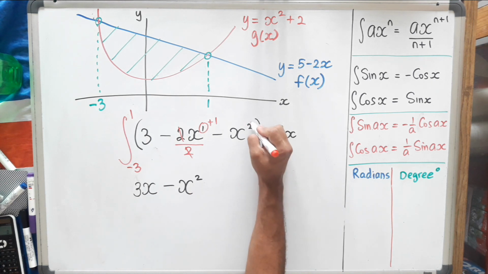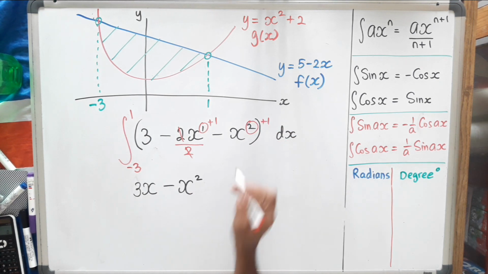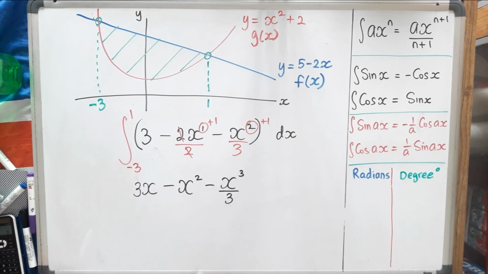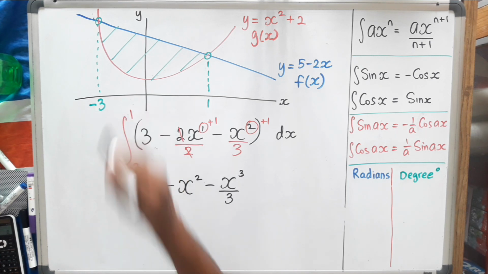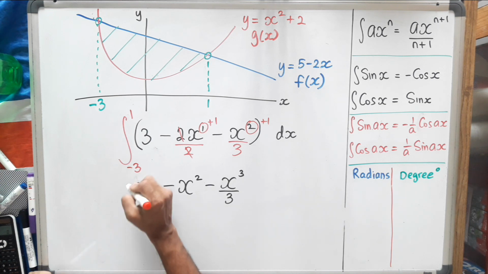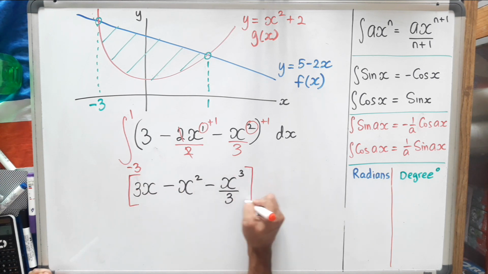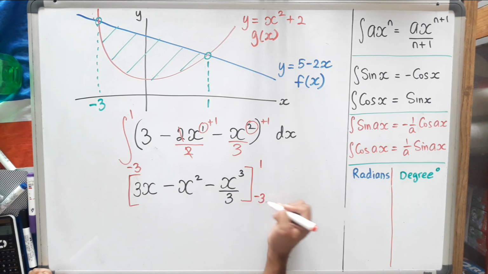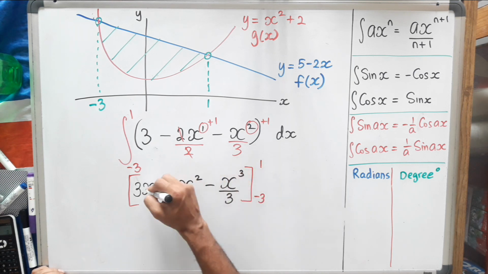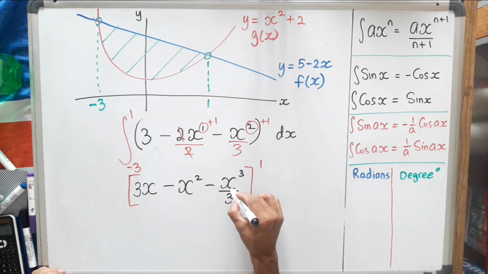For this one here, we add 1 to the power, we will get 3, divided by the new power. So we get minus x to the power 3 divided by 3. And since we have limits, we do not put a plus c. Instead, we put our big square brackets, 1 and minus 3. And I think you know what we're going to do from here now. We're going to put 1 into all of these x's, and then minus 3 into all of these x's, and minus the top answer from the underneath answer.